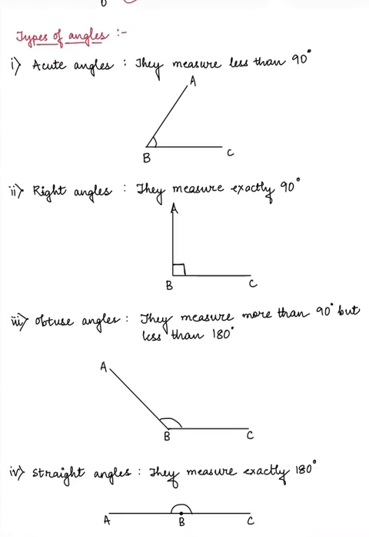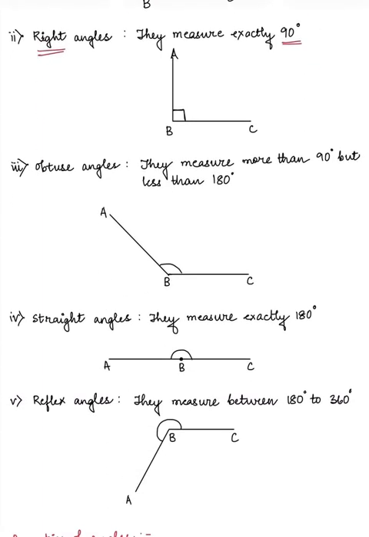So the first is an acute angle. What's an acute angle? It is an angle which measures less than 90 degrees. So anything from 0 to 90 degrees is called an acute angle. Now for the right angle, what are those? They measure exactly 90 degrees. Okay. Now the third is an obtuse angle. What is an obtuse angle? It is more than 90 degrees but less than 180 degrees.